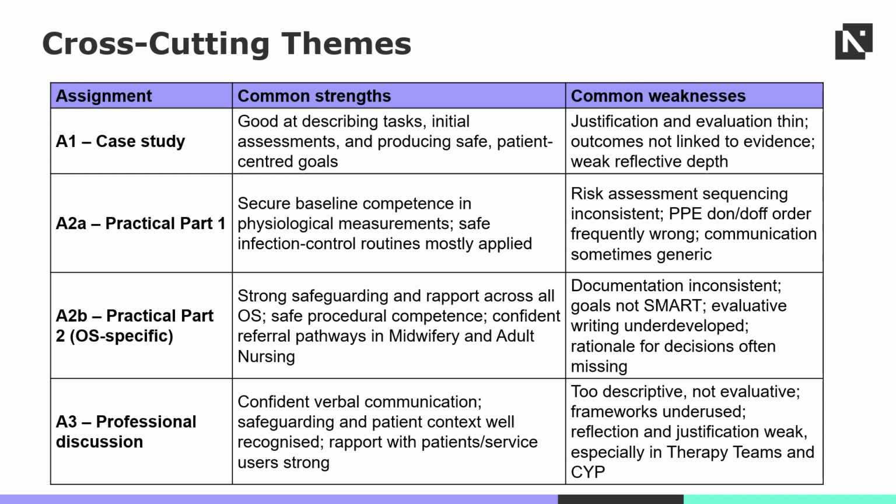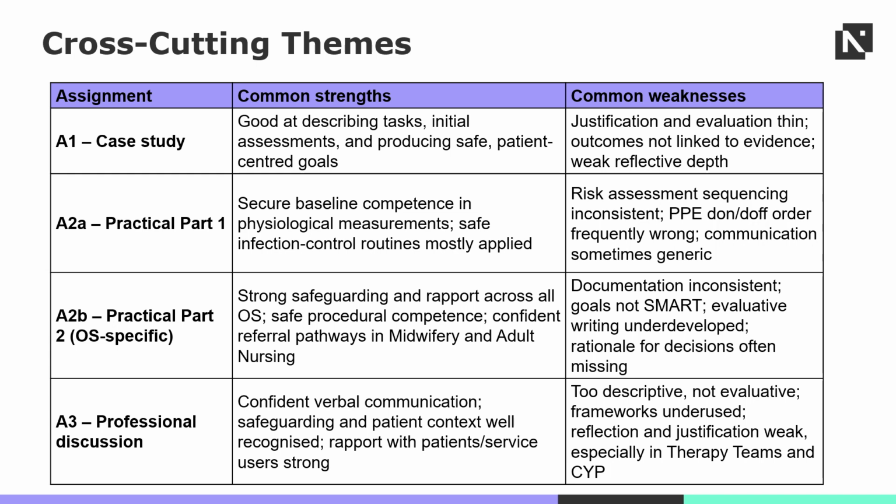For assignment 2A, the common practical, physiological measurements were competently done and infection control routines were mostly followed. However, sequencing of risk assessments and the correct order for donning and doffing PPE were frequent pitfalls. In assignment 2B, the OS-specific practical tasks, safeguarding and rapport were secure strengths across all pathways, with good procedural competence in referral pathways. Weaknesses were mainly in documentation, SMART goal setting, and evaluative writing.